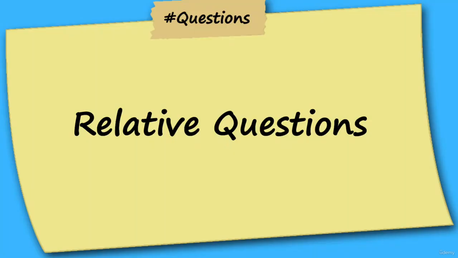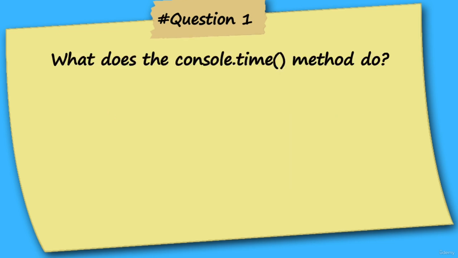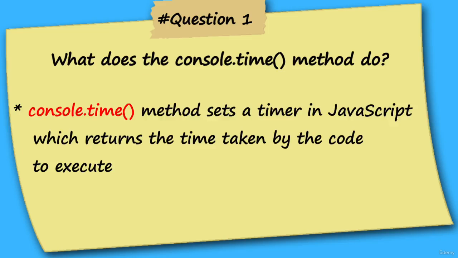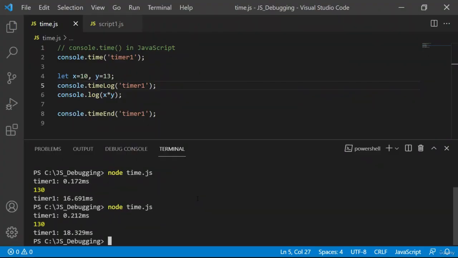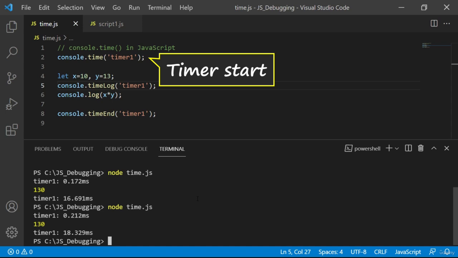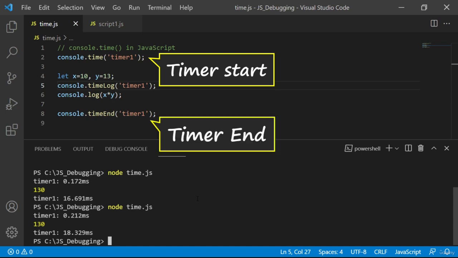Let us see relevant questions for this topic. The first question is, what does the console.time method do? The console.time method sets a timer in JavaScript which returns the time taken by the code to execute. As we saw in this example, here timer1 is started and it stops when this console.timeEnd statement is encountered.